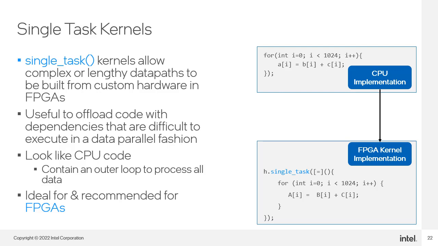When you glance at single-task kernels, they typically look like CPU code containing an outer loop to process all the data. The code snippet shows an implementation of a vector addition using a for loop in CPU. The corresponding FPGA implementation as a single-task kernel looks similar. We will be seeing many more single-task kernels as we continue in the training.